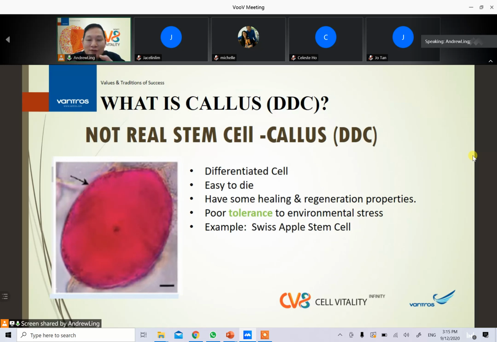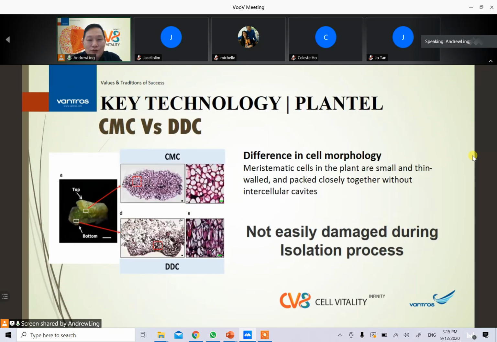These cells, of course, do have some healing or regeneration properties. But it is very easy to die off. It has a poor tolerance to environmental stress, and it cannot be kept forever as compared to the CMC cell. Apart from that, there are big differences between the CMC cell and the DDC cell. Let me go through some of them.